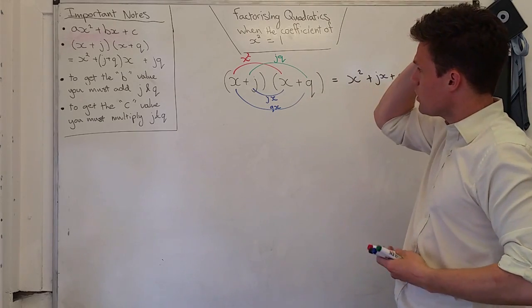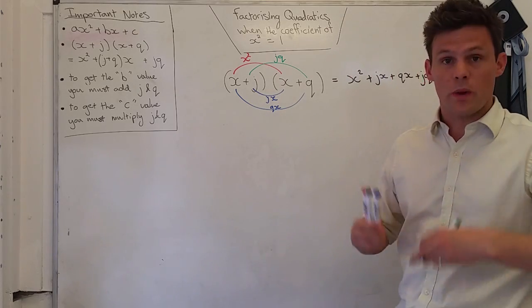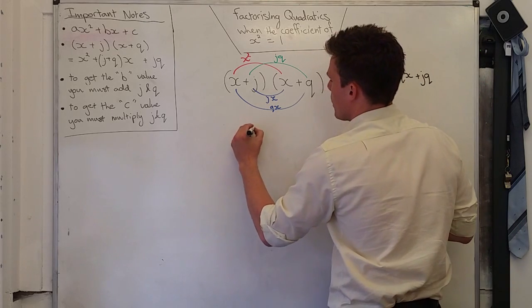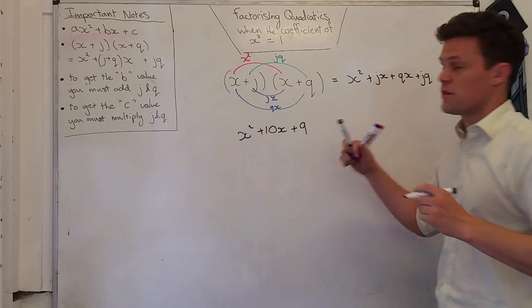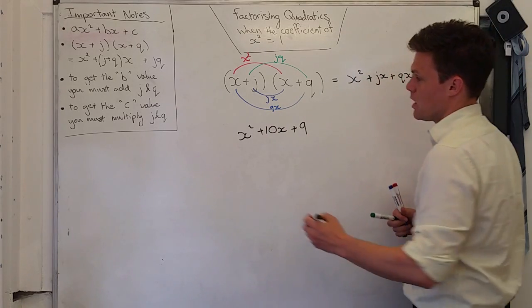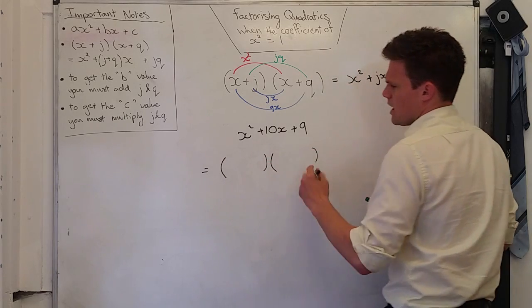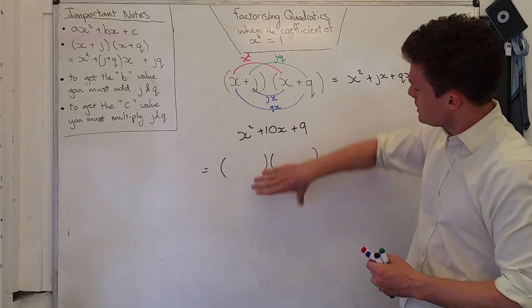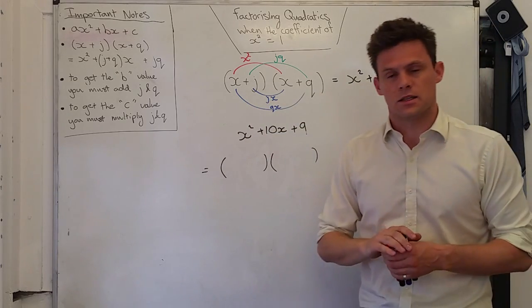Because what I want to do is work out how to factorize, which is essentially going backwards. So if I had something like x squared plus 10x plus 9, and I was asked to factorize that, what I'm actually being asked to do is to put in brackets. It's kind of like expanding brackets, but where they give you the answer first. They say, right, well, here's the answer. What is the question? What brackets did this come from?